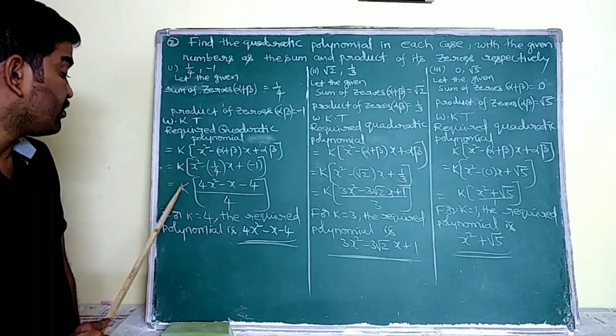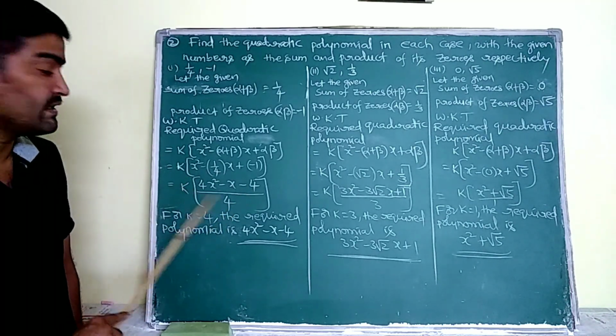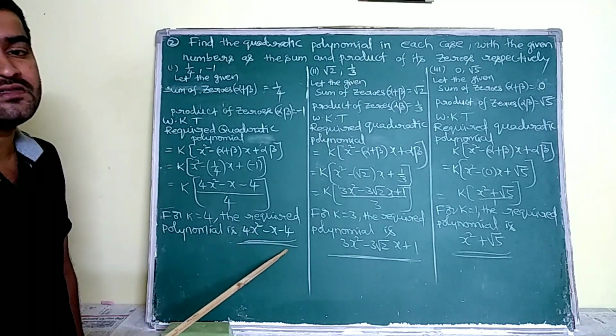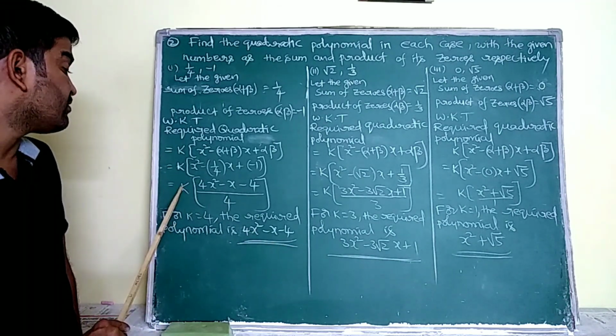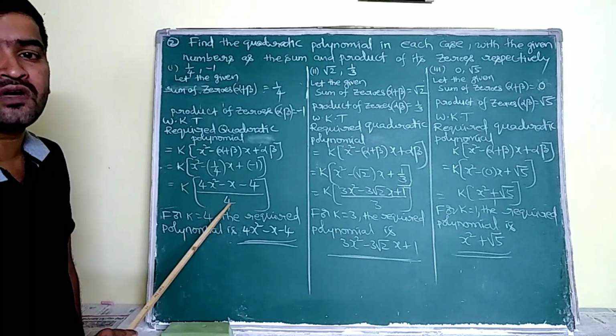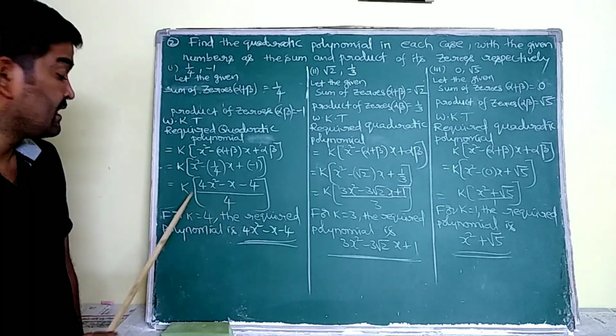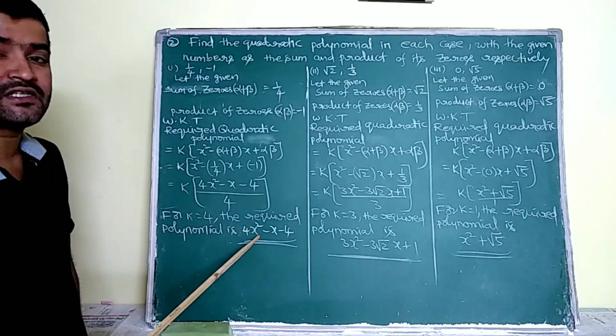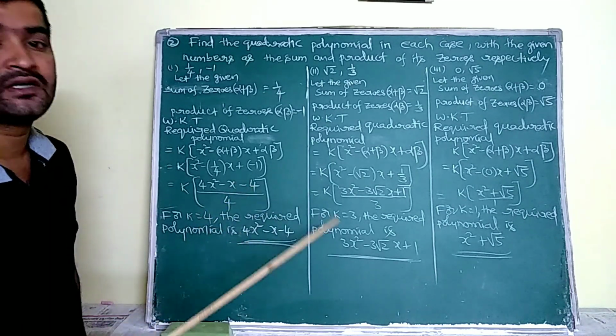If I write k is equal to 4, then this polynomial becomes 4x square minus x minus 4. That is why for k is equal to 4, whatever denominator you obtain, that is your k value. So k is equal to 4. The required quadratic polynomial is 4x square minus x minus 4.